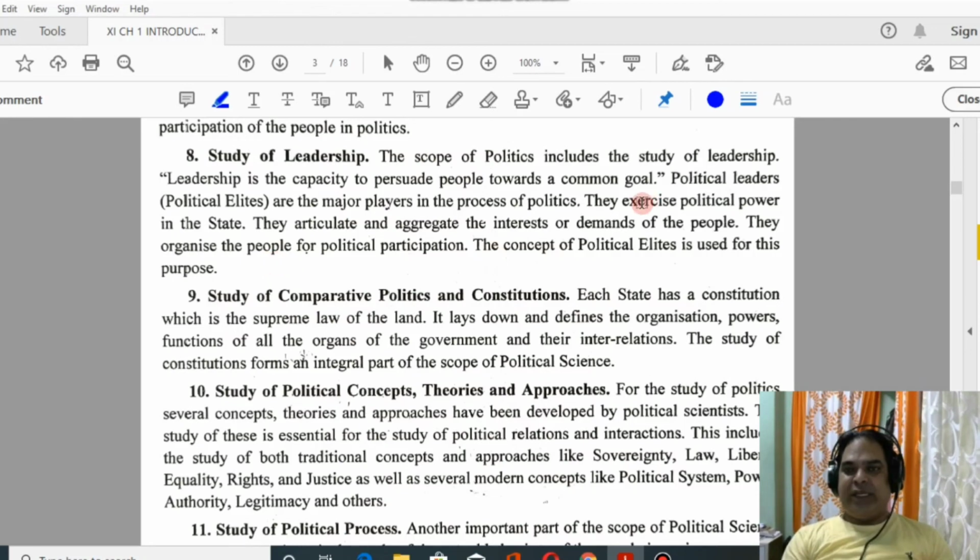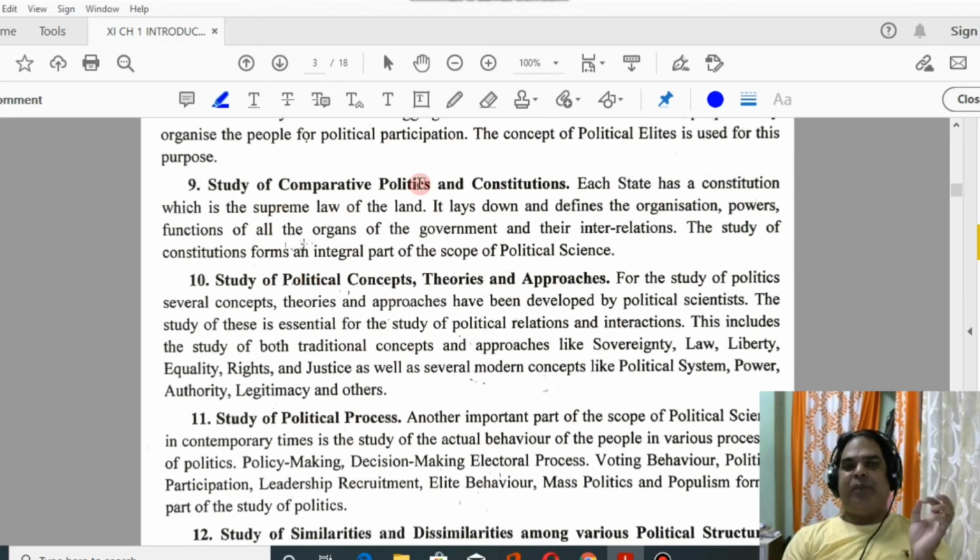Okay, so political leaders exercise political power in the state. Political leaders exercise political power through the political process in a state. They articulate and aggregate the interests and demands of people. The demands that people bring in front of the government are fulfilled by them through the political process. So the study of this is also a very important part of political science.